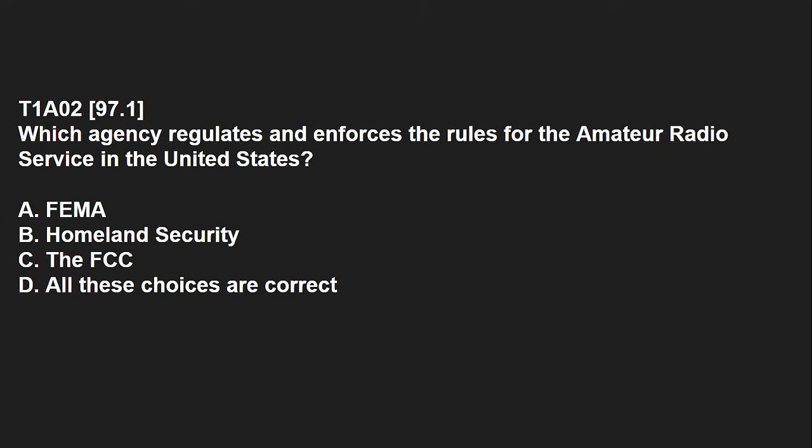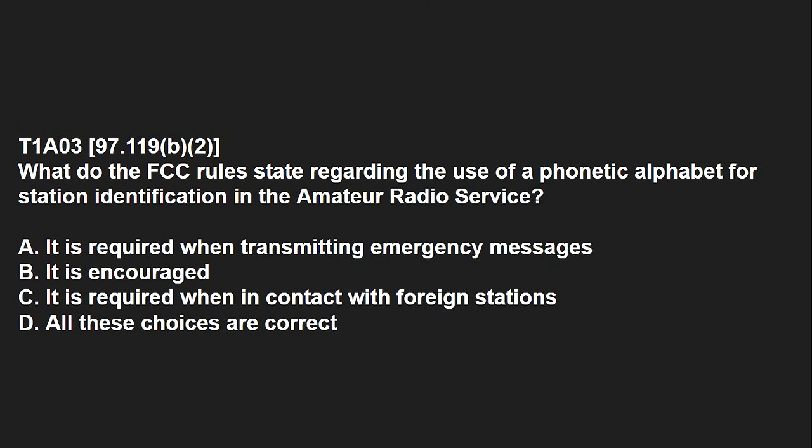T1A02, which agency regulates and enforces the rules for the amateur radio service in the United States? The correct answer is C, the FCC. T1A03, what do the FCC rules state regarding the use of phonetic alphabet for station identification in the amateur radio service? The answer is B, it is encouraged.